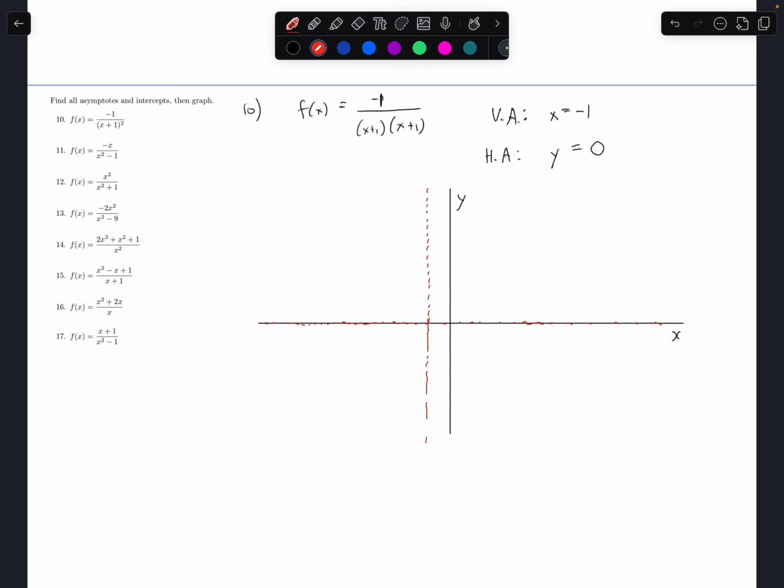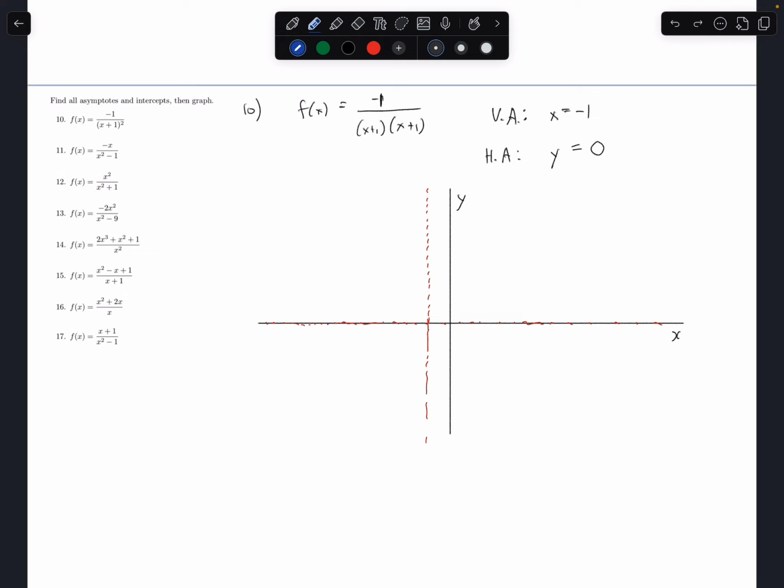So this is a simple case. There are only a few things that could happen. On the left side of the vertical asymptote, I could be up here or down here. And on the right side, I could be up here or down here.